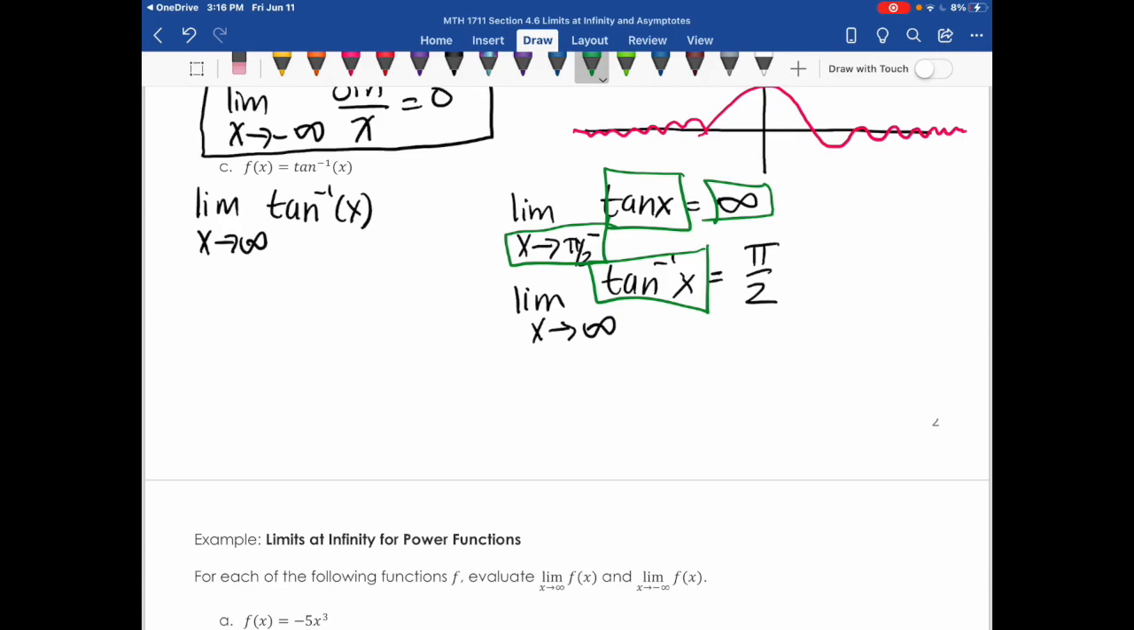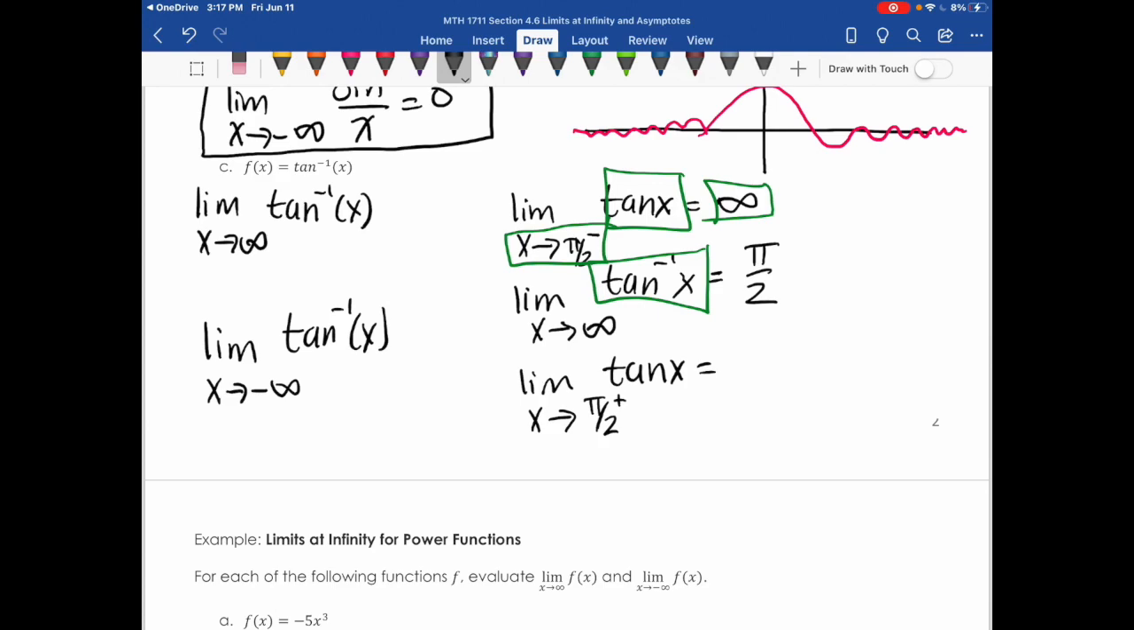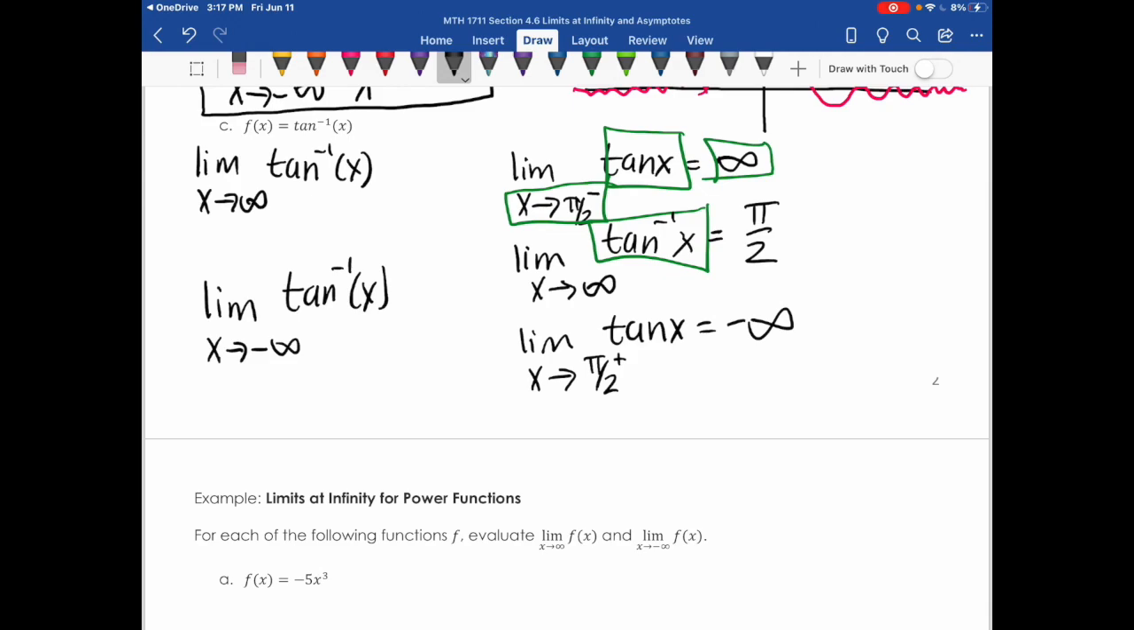So I switched my inputs and my outputs using the idea of the inverse. I can do the same thing if I find the limit as x approaches negative infinity of inverse tangent. I know that the limit as x approaches pi over 2 from the right of tangent is negative infinity. So when I use the idea of the inverse, I can swap the input and the output, and I can say the limit as x goes to negative infinity of inverse tangent is negative pi over 2.